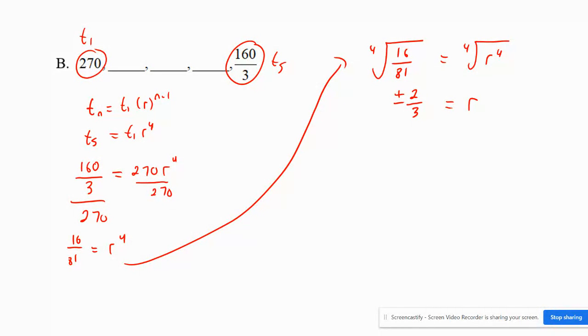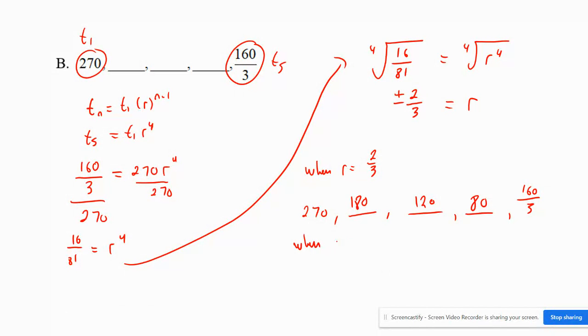So there's, in fact, going to be 2 answers to this question. Okay, so I'm going to say when r equals positive 2/3, we get 270. And go 270 times 2/3 is 180, times 2/3 is 120, times 2/3 is 80, and then times 2/3 again would give me 160 over 3.